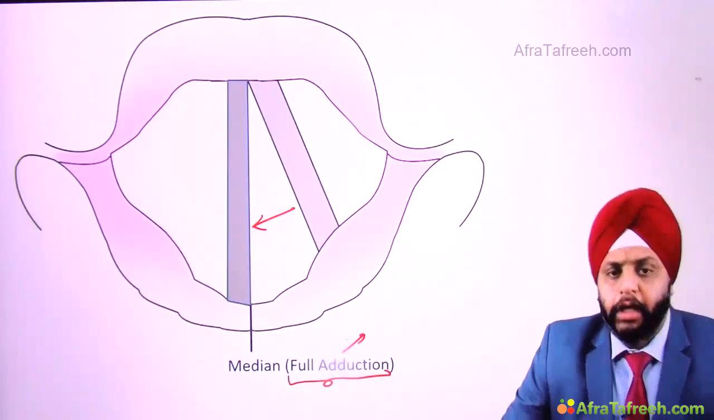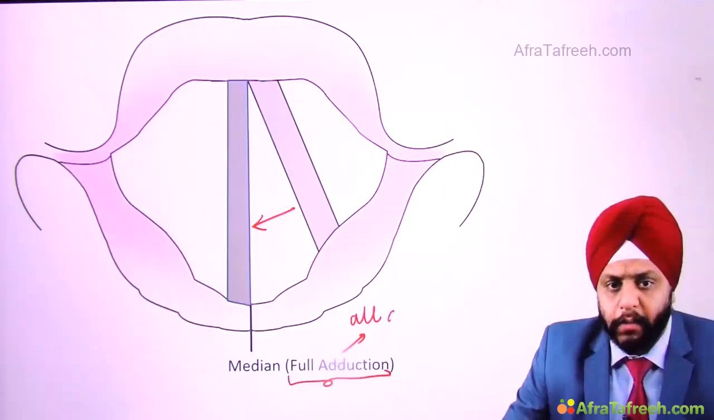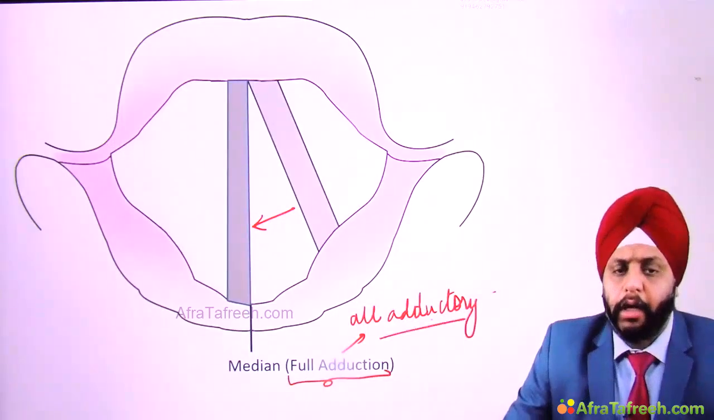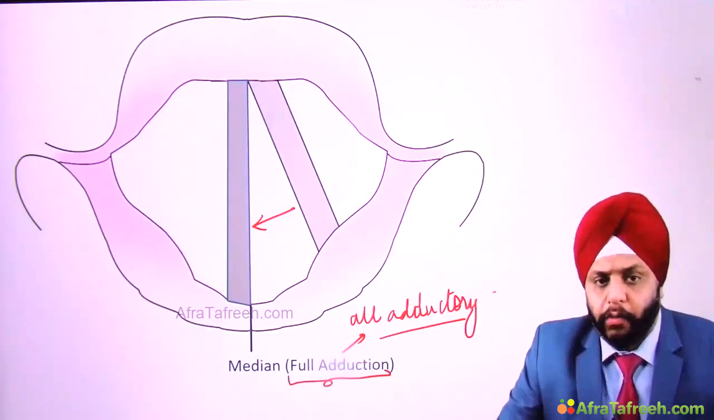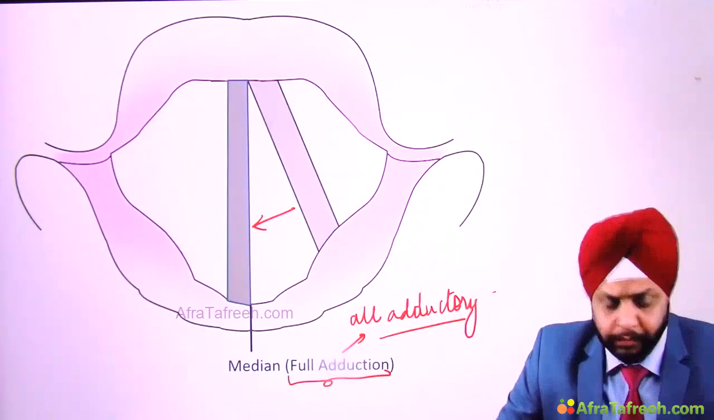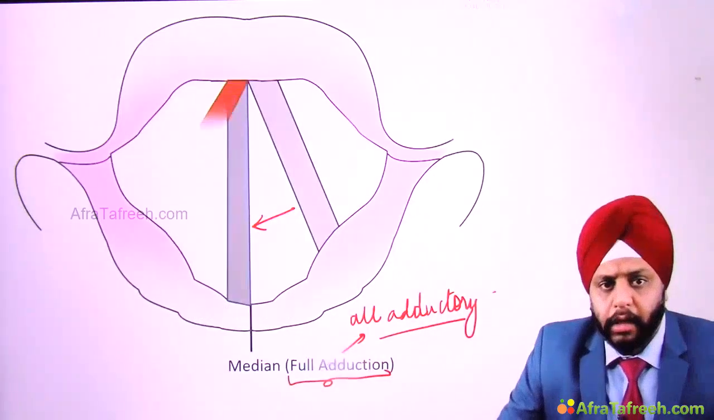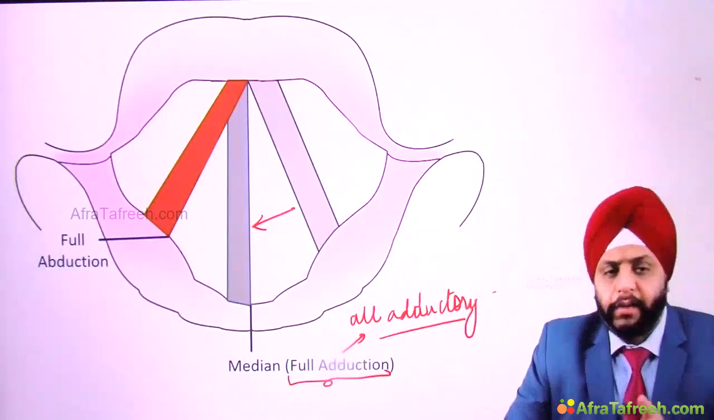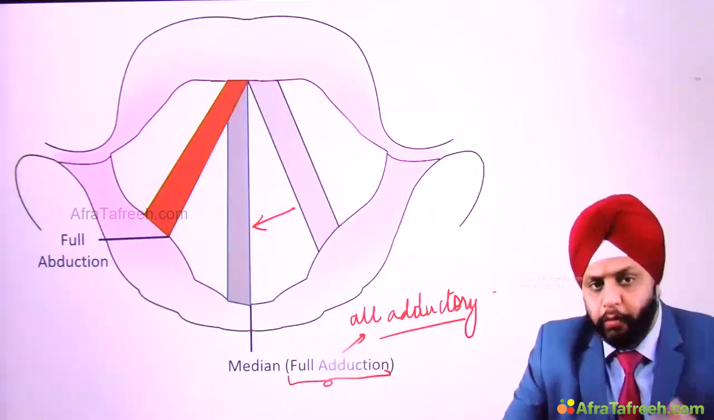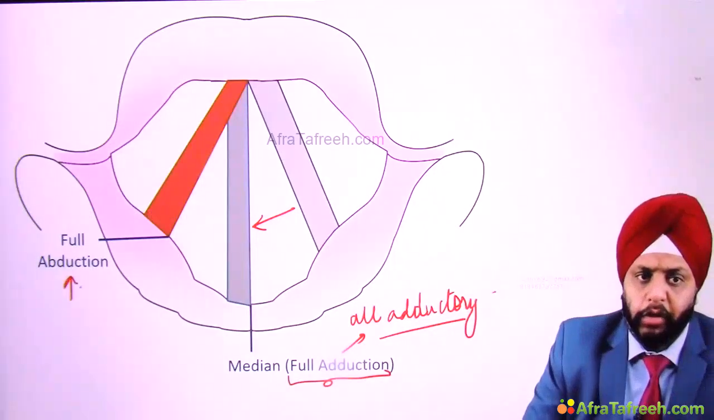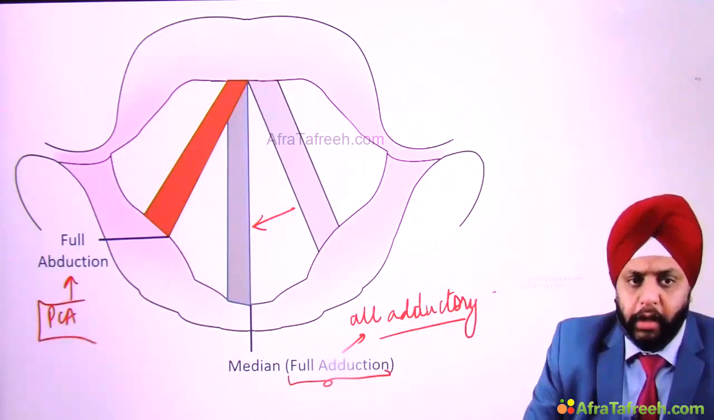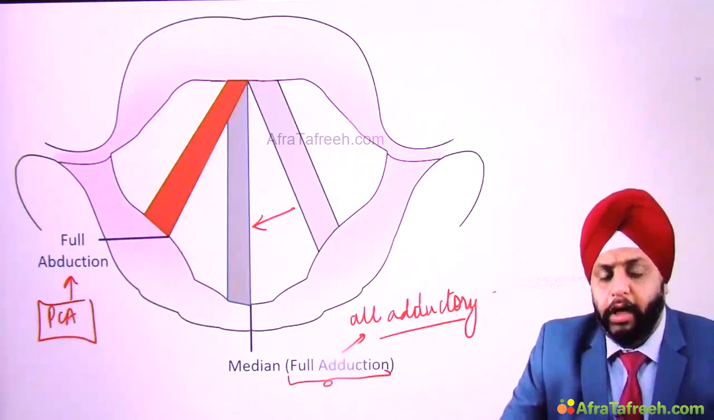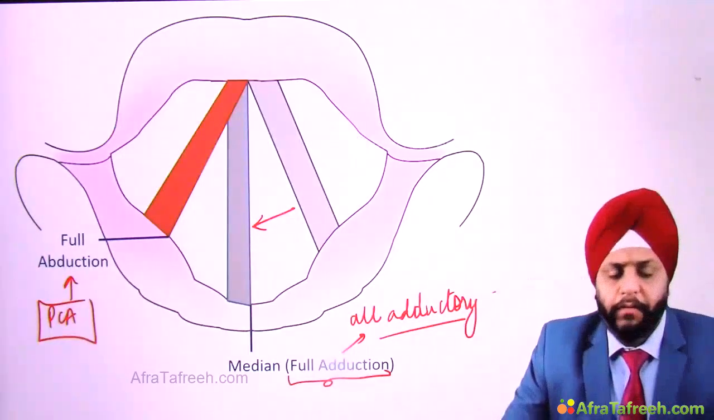To have full adduction, it will require the action of all the adductory muscles. Remember phonesthesia. So if some muscle is not working, the vocal fold will not be in full adduction. Now this is the full abduction. For full abduction, the adductory muscles have to undergo relaxation, but something else has to act. Which muscle? The posterior cricoarytenoid muscle has to undergo complete contraction. So then we have a full abduction.